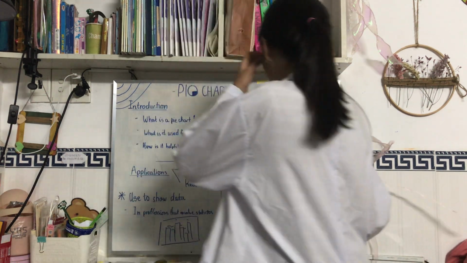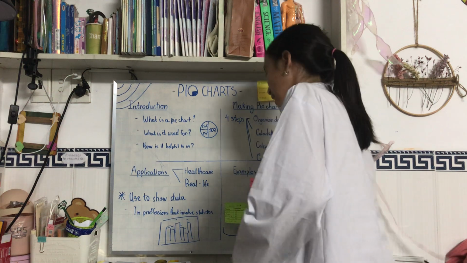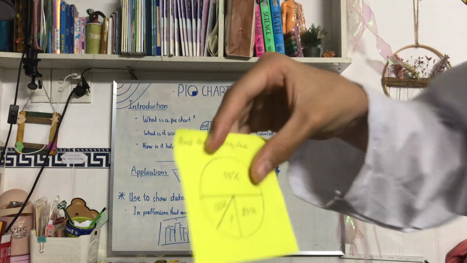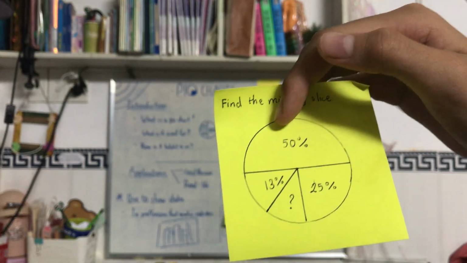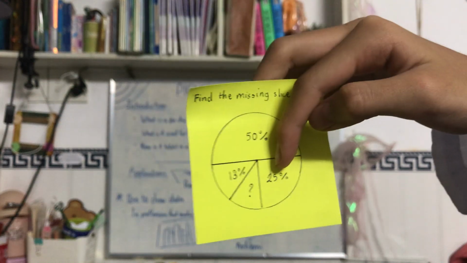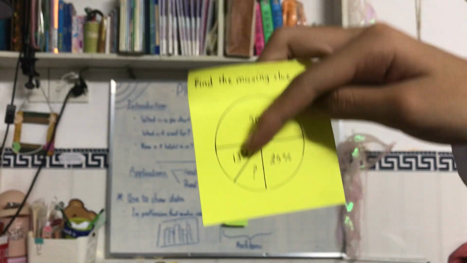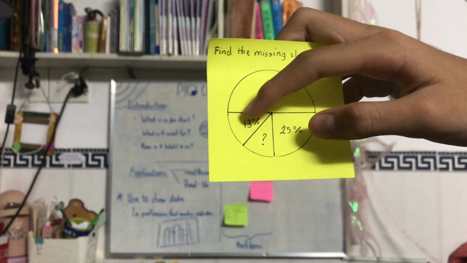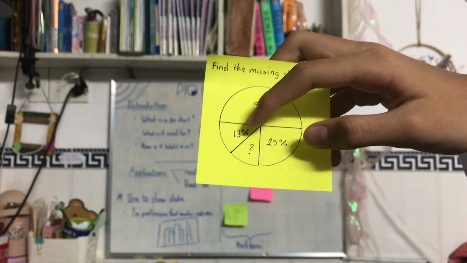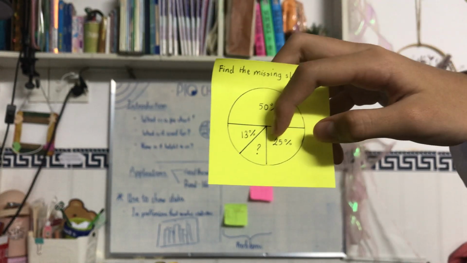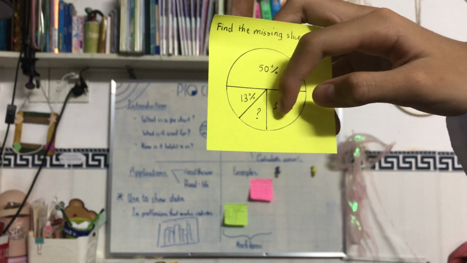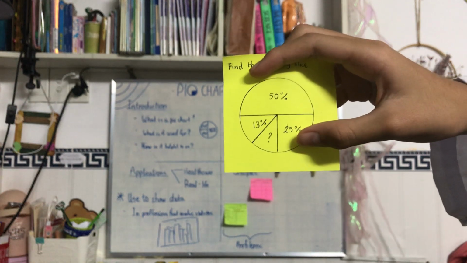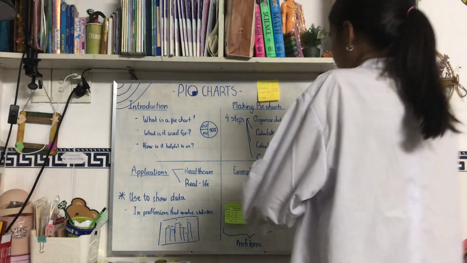The second question is find the missing slice. How can we find this missing slice here? We have 50%, 25%, and 13%. Now, we already know that 25 plus 25 is 50. And how can we know the missing part? Well, this part whole is 25. So, what number added to 13 makes 25? Think about it. If we have 25 and then subtract 13, we will have 12. That is the missing slice.